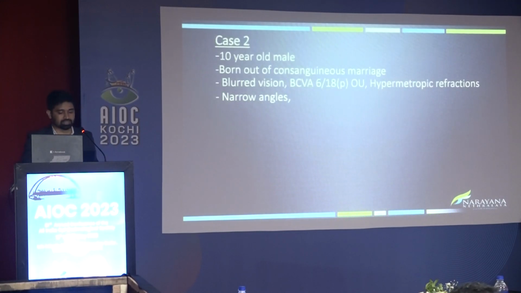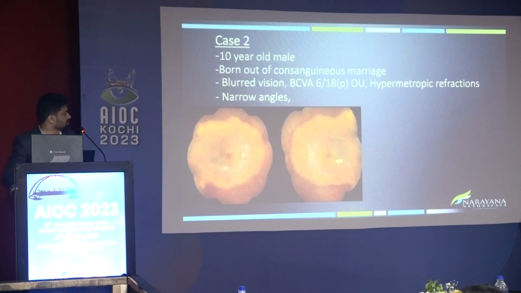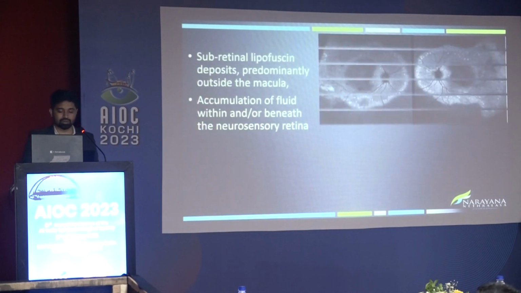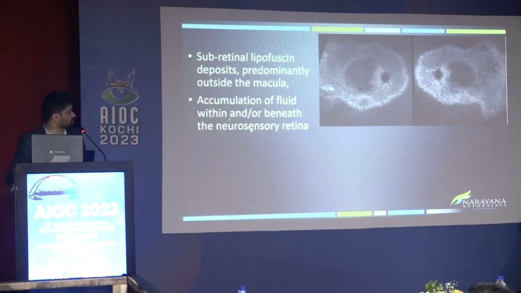The second one is a 10-year-old male born out of consanguineous marriage, 6/18 vision. This is the fundus photograph. The yellowish lesion which you saw in the previous photograph was limited to the macula, but now we can see there is an extensive distribution beyond the macula. FFA was also showing some leaks, staining and all that. I'll show the autofluorescence now, which clearly delineates the hyperautofluorescent vitelliform deposit. In the last case you saw it was present only here.